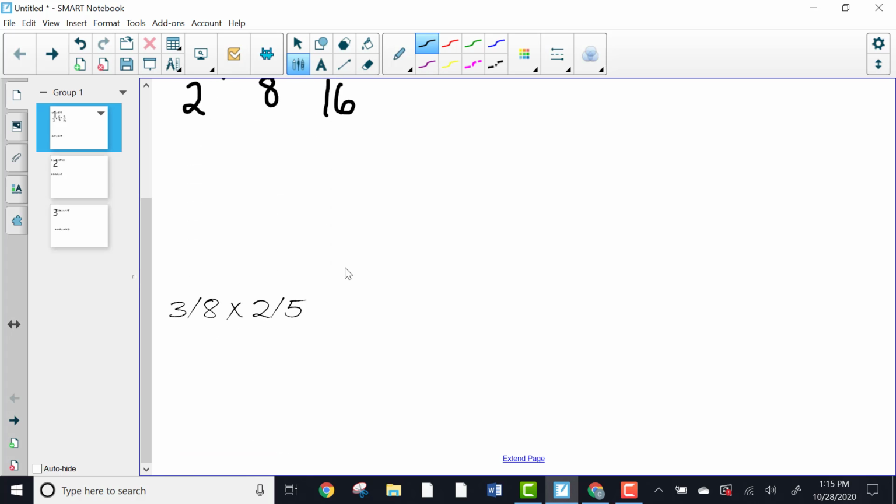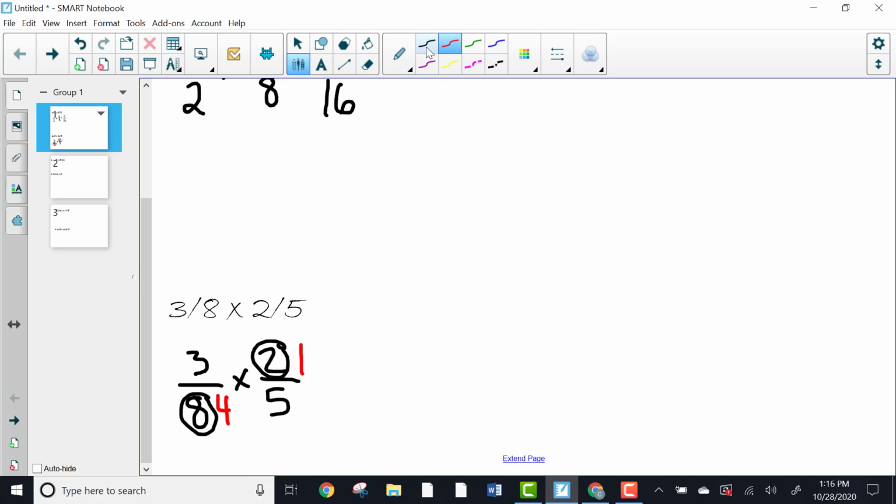Now the next one, we have 3/8 times 2/5. What we can do here is cross simplify the 2 and the 8, and we need to think about what number goes into both 2 and 8, or even think about what the GCF of 2 and 8 is, and that's 2. So we will divide both numbers by 2. I'm going to use red to show the new number. 2 divided by 2 is 1. 8 divided by 2 is 4.